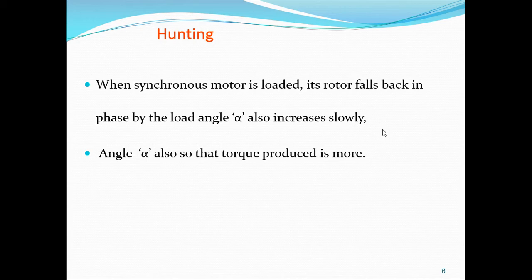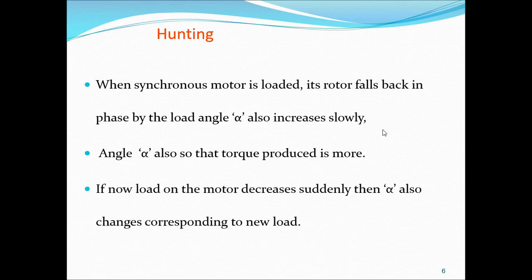So what happens when this alpha value changes? When alpha changes, the motor's back EMF also changes. If alpha increases, the back EMF EB increases. When back EMF EB changes, it draws more current from the supply. IA increases, and when IA increases, it produces more torque, and this torque supplies the new load.